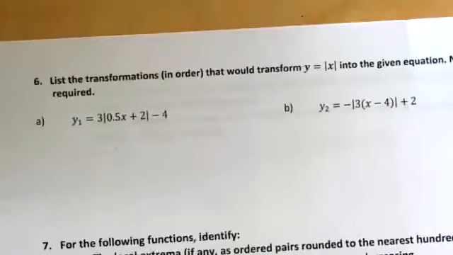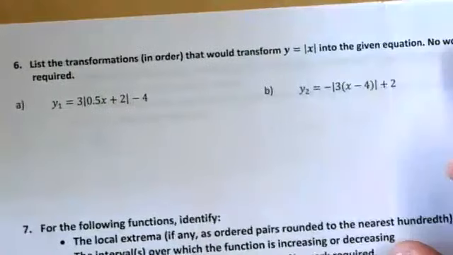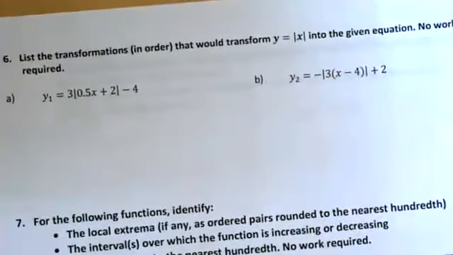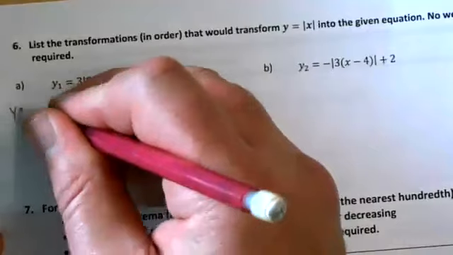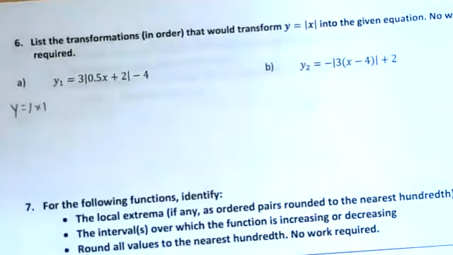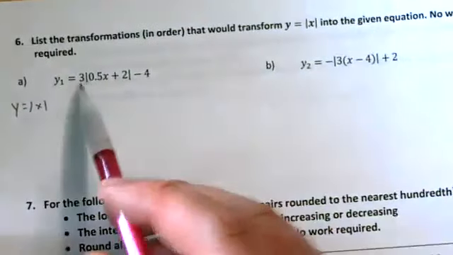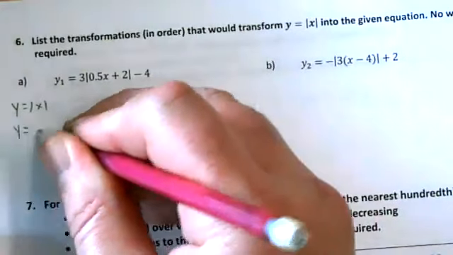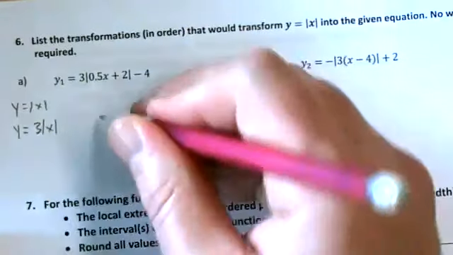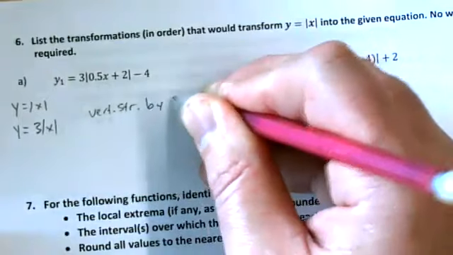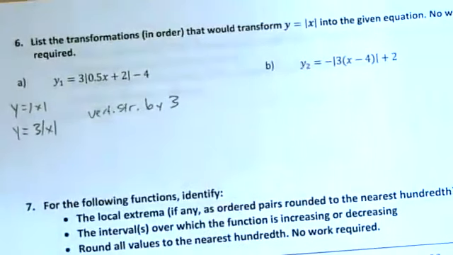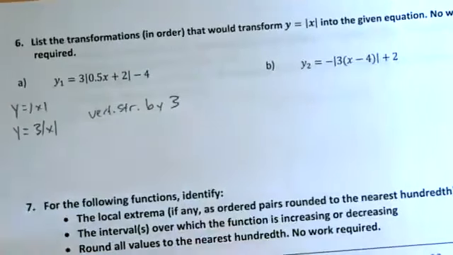List transformations in order that would transform the absolute value into the given function. So we just have to go through and list our transformations. It says no work required, but I'm going to go ahead and work this out from y equals the absolute value of x. So that's where I'm starting from. So what do I want to do first? I'll go ahead and take care of that 3 on the outside. So that would be a vertical stretch by factor of 3. You must say vertical there. Don't just say stretch. You're going to lose half your points for that step.